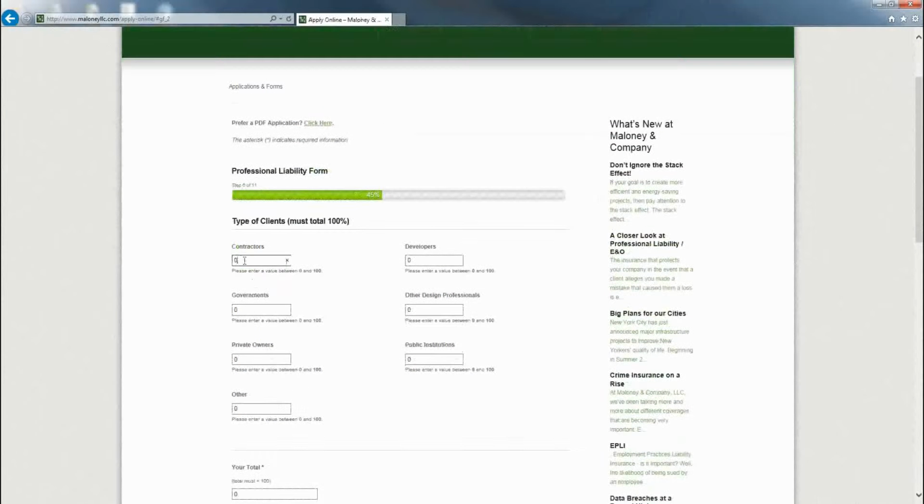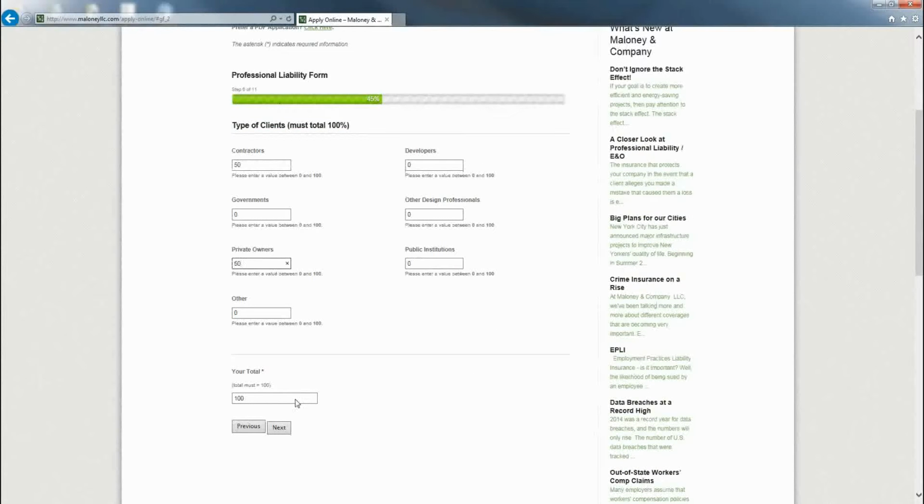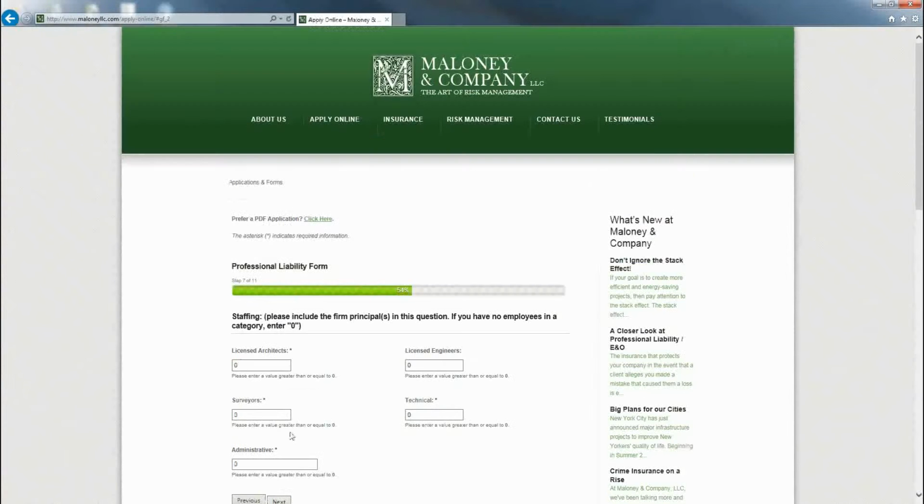Step 6. Please provide your client type breakdown for the last fiscal year, totaling to 100%. You will notice that if your percentages are not totaling 100%, you are unable to move forward. Please make the appropriate corrections and proceed to the next question.